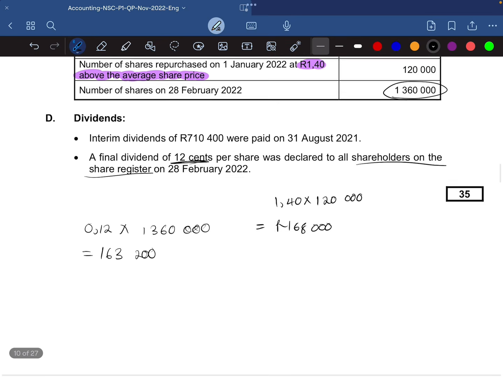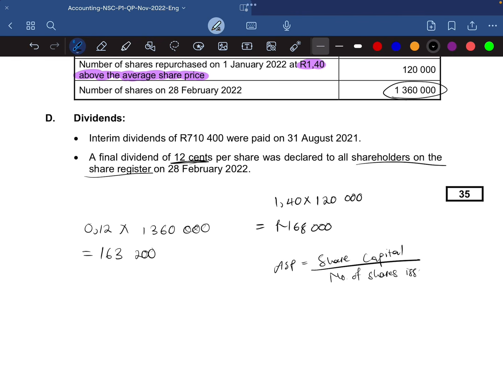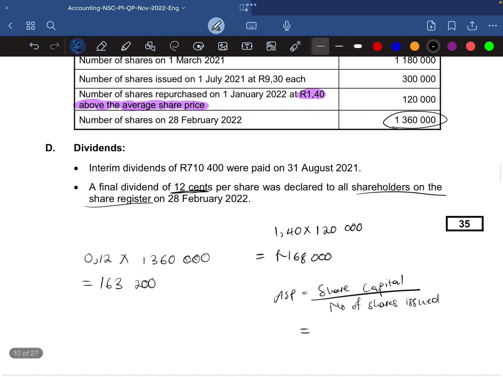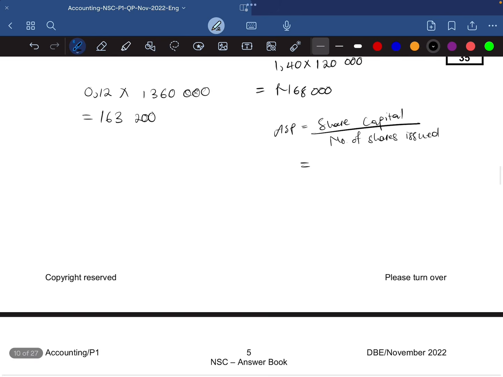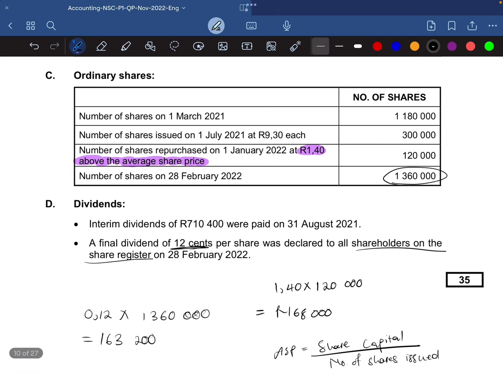So we can easily calculate our average share price. Okay, so my mistake there. It's supposed to be the closing amount of the share capital. Let me just quickly write the formula. So it's the share capital over the number of shares issued right there at the end. So that's another way we could get our average share price. So here we have 11,968,000 divided by 1,360,000. Because if you could add this and that, it would give you the average share price, right?